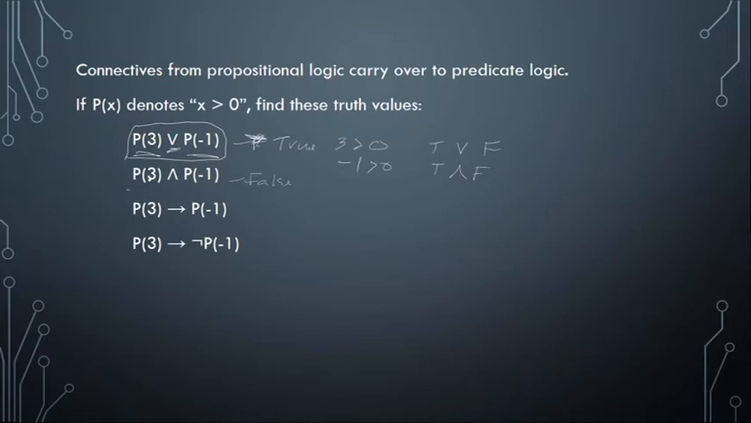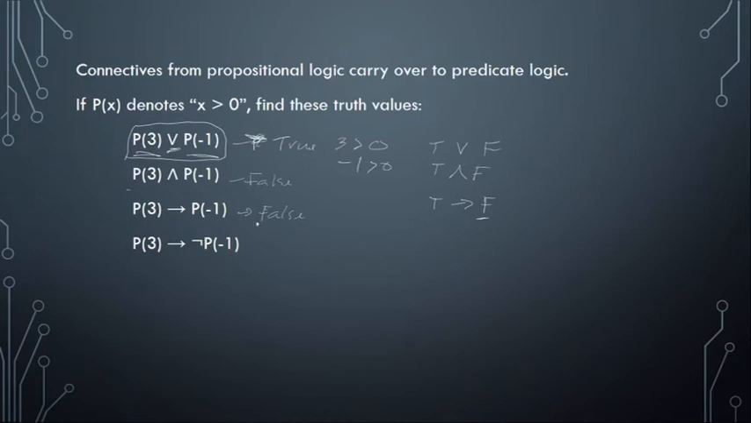Then the implication. Is 3 greater than 0? It's true. Then is negative 1 greater than 0? False. Since it is an implication, if true, then F. So the return value is false, since F is the last variable.